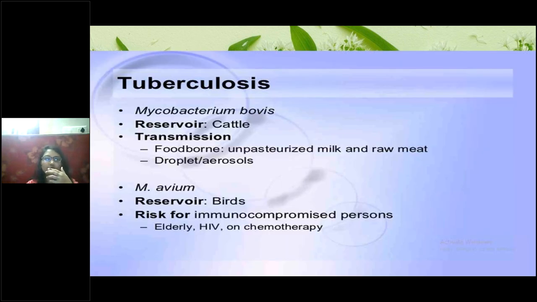Then there is tuberculosis, that is by Mycobacterium bovis. The reservoir are cattle, and transmission can be through unpasteurized milk, raw meat, or droplets and aerosols, or even Mycobacterium avium, which is an atypical mycobacterium, and where the reservoirs are birds. And this is a very important risk for the immunocompromised people, like those people on HIV, on chemotherapy, transplant patients. So those people can have atypical mycobacteria.